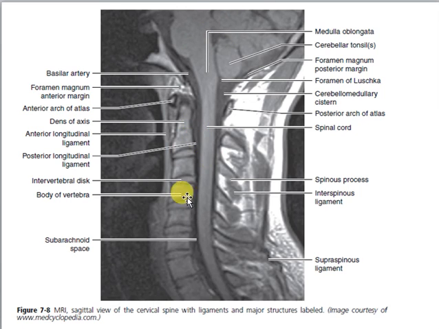Over here on the anterior side you can see the vertebral bodies and the intervertebral discs, and you can clearly see the subarachnoid space. Then you can also look for the anterior longitudinal ligament and the posterior longitudinal ligament, which is very evident in this slice.